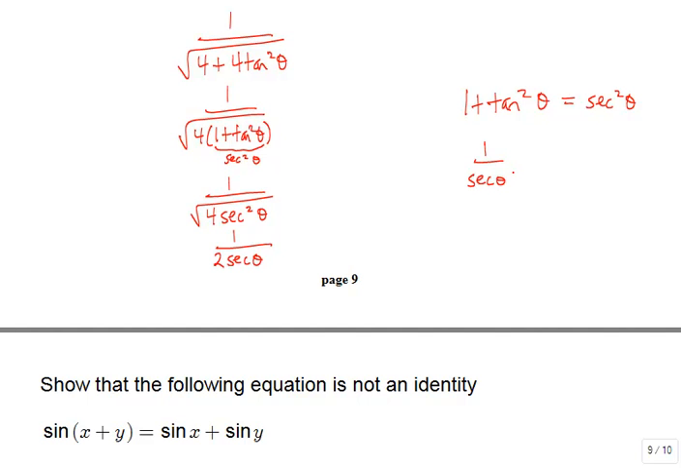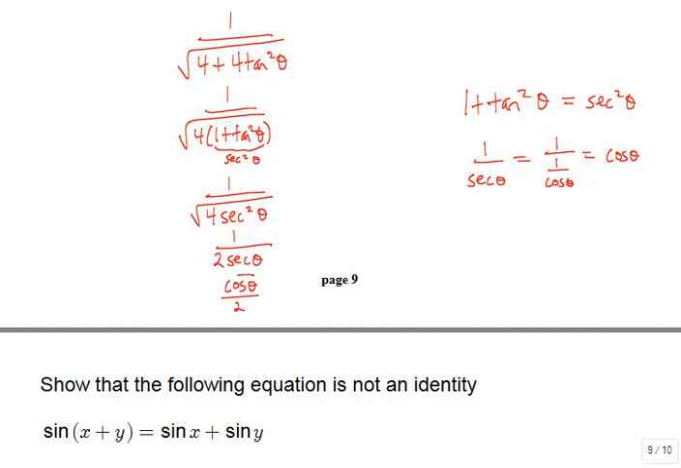Remember, secant theta is the reciprocal of cosine. It's a 1 over a cosine. So 1 over a 1 over cosine theta just becomes a cosine theta. So this secant theta in the denominator is going to flip up to a cosine theta in the numerator. And that 2 is still in the bottom.